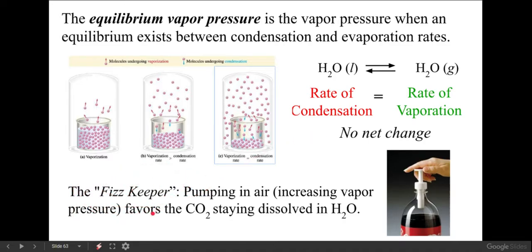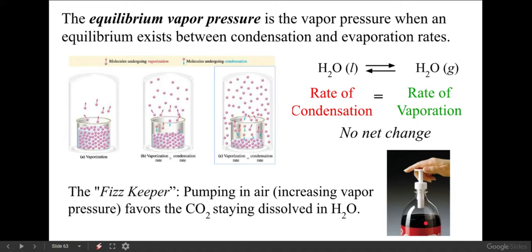Additionally, you could purchase the Fizz Keeper. You can buy one of these at Walmart. I've never actually used it for this intended purpose, but essentially you screw it on, you pump air in, and so when you increase the pressure outside of it, you increase the amount of the gas that stays inside.